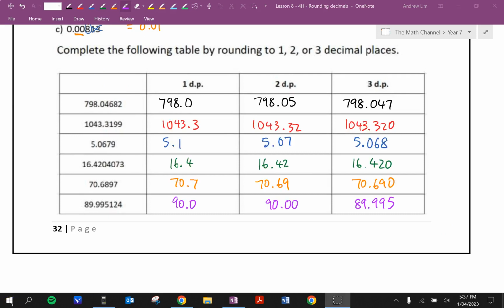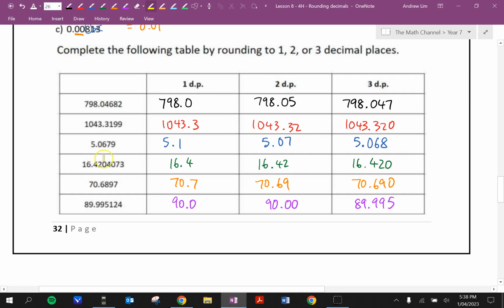Alright, here are the answers. So, for 1043, for question B, 1 decimal place is 1043.3. 2 decimal places is 1043.32, because for 2 decimal places we're looking at the 3rd number. The 9 tells us that the 31 is going to round up to 32. For 3 decimal places, we look at the 4th number. That 9 tells us that the 319 will become 320. So that's how it rounds up to 320.